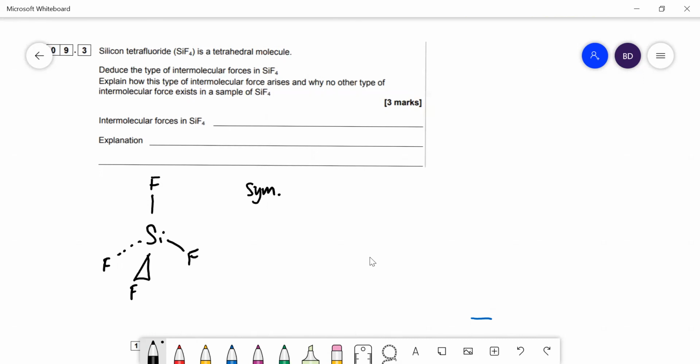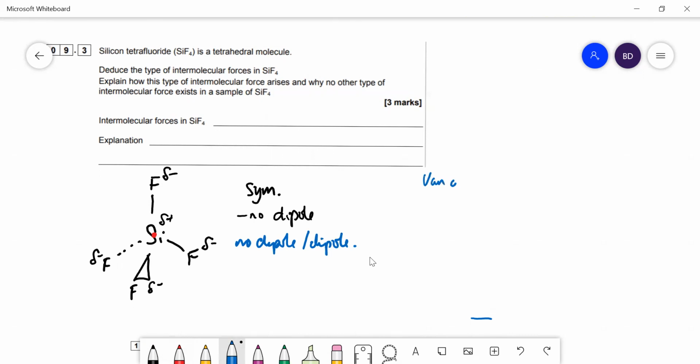So although those fluorines are very electronegative, and each one will be delta negative, and the silicon will be delta positive, there's no dipole on that molecule. The center of positive charge and the center of negative charge are both in the very middle of the molecule there. There's no dipole, so you can't get dipole-dipole interactions. So the only intermolecular forces you can get are van der Waals.